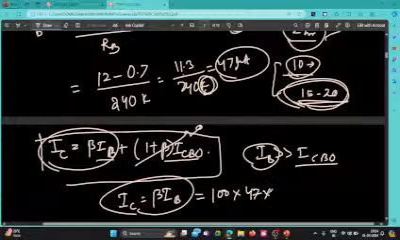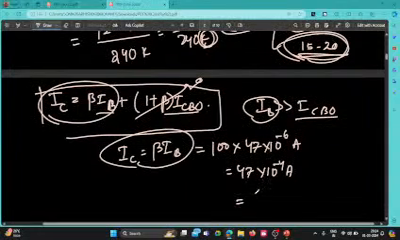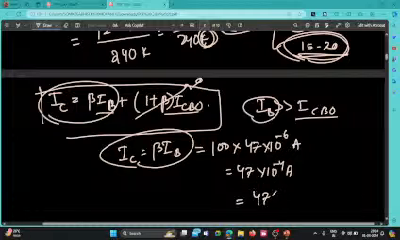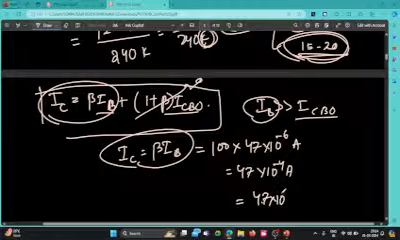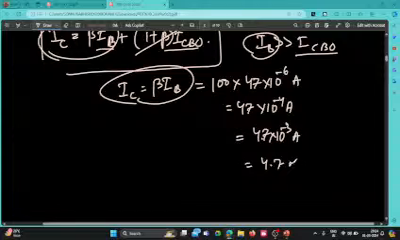So 47 into microampere, that means 10 to the minus 6 ampere. So that will be 47 into 10 to the minus 4 ampere, that is 4.7 into 10 to the minus 3 ampere. That means 4.7 milliampere, isn't it? So this is your 4.7 milliampere. This is your IC.